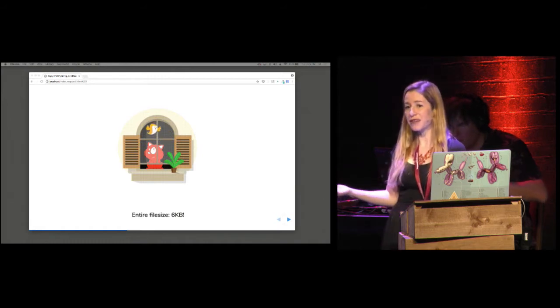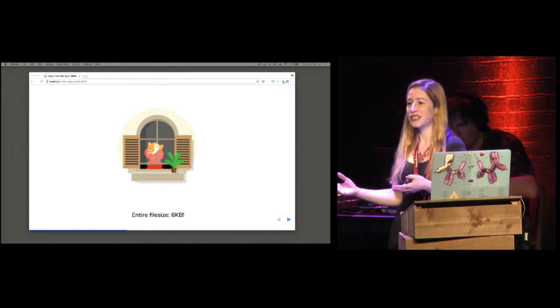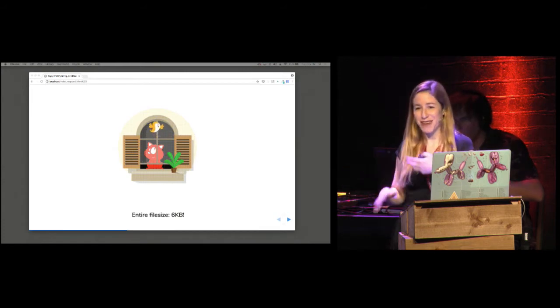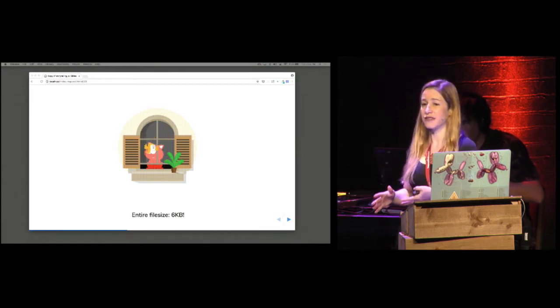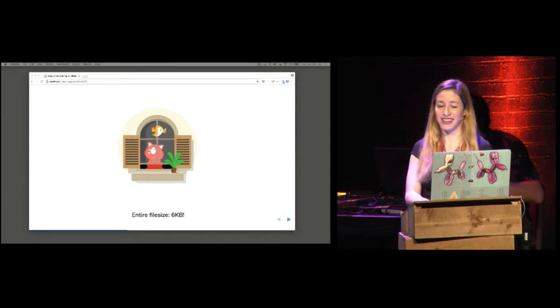Compare that to a GIF. GIFs are actually really huge. So if you think you're saving yourself time and money by using GIFs, you're not. You're doing yourself a disservice. Plus, it's kind of fun.